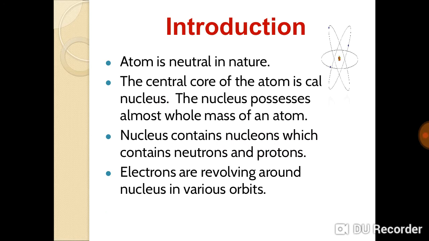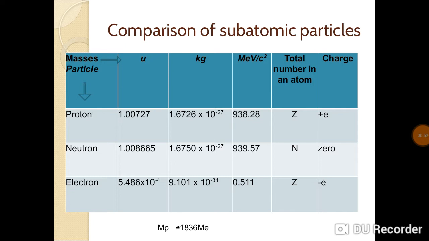Atom is neutral in nature. The central core of the atom is called nucleus. The nucleus possesses almost the whole mass of an atom. Nucleus contains nucleons, which are neutrons and protons. Electrons are revolving around the nucleus in various orbits. Atom contains protons and neutrons inside the nucleus while electrons are outside the nucleus.